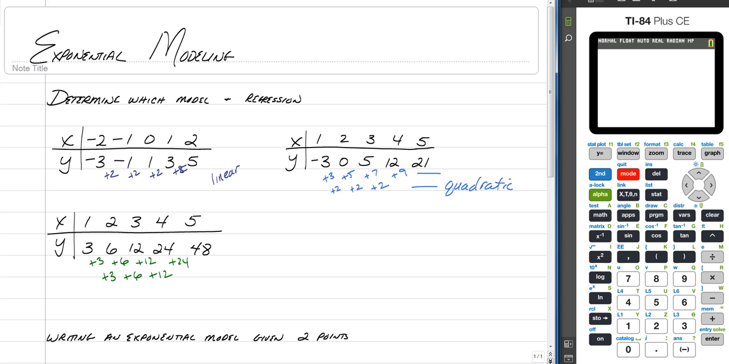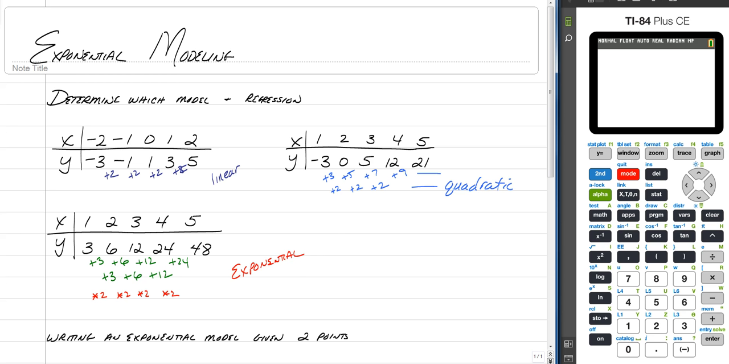And to do that, you actually multiply. So 3 times 2 is 6. 6 times 2 is 12. 12 times 2 is 24. And then we notice that this is actually doubling each time. And when you have a common multiplier to get from one to the next, that means we have an exponential equation.